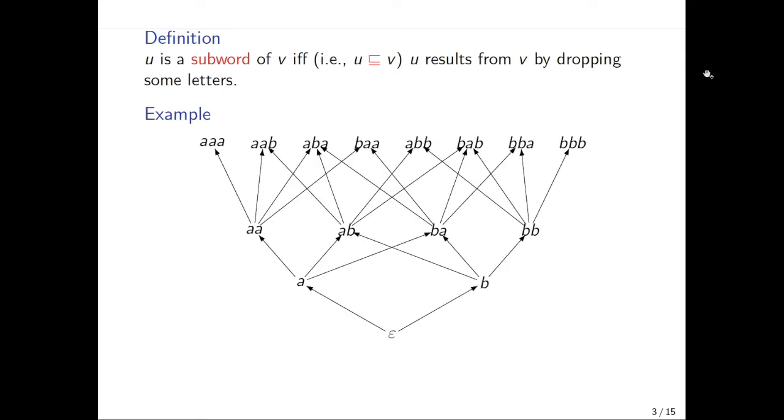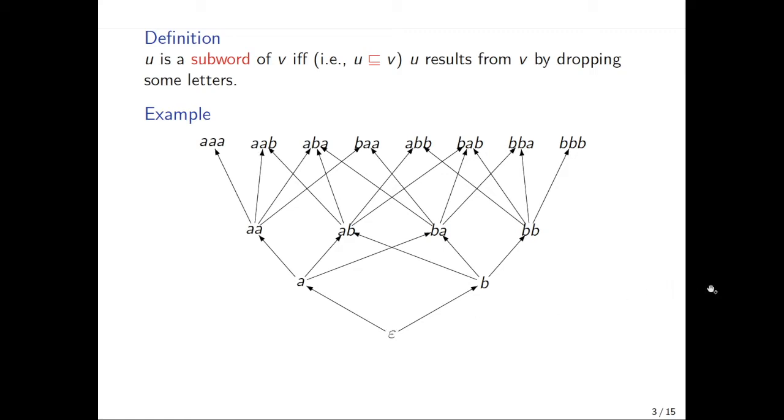Here is an example to get an idea of the first levels of the subword order. The least word is epsilon, then above that you have the words A and B, and then you have all the words of length 2, all the words of length 3, and for instance B squared is above B and this is above epsilon. There's no further word below B squared, but below BA you have the words A and B and of course epsilon.